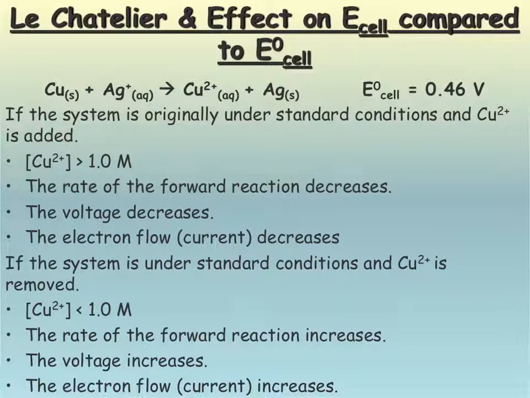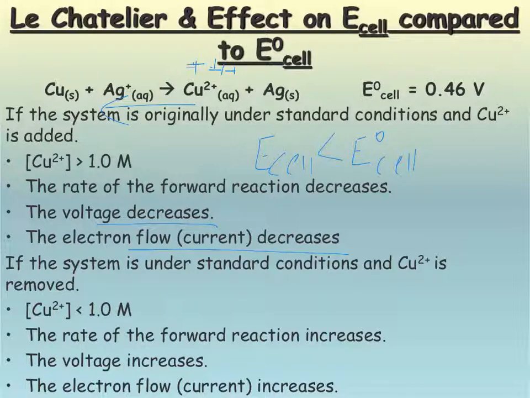All right, the same thing can be looked at in terms of copper. If you took the same system and added copper, you're adding it to this side, so you're going to need to shift away from it. So you're going to decrease the forward reaction rate, decrease the voltage, decrease your electron flow, so your E cell is going to be less than what it is at standard.